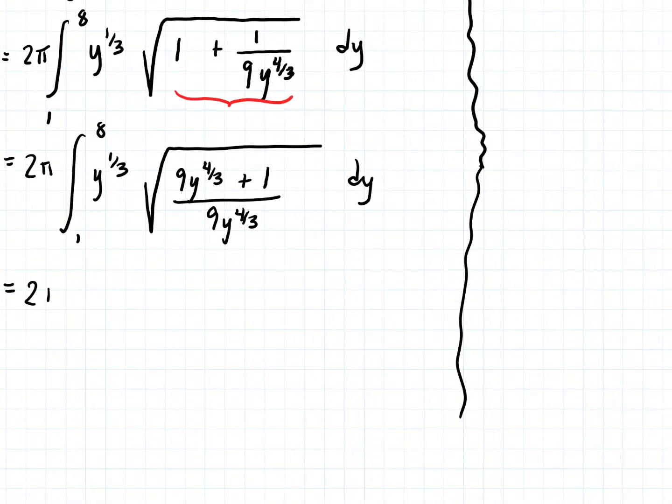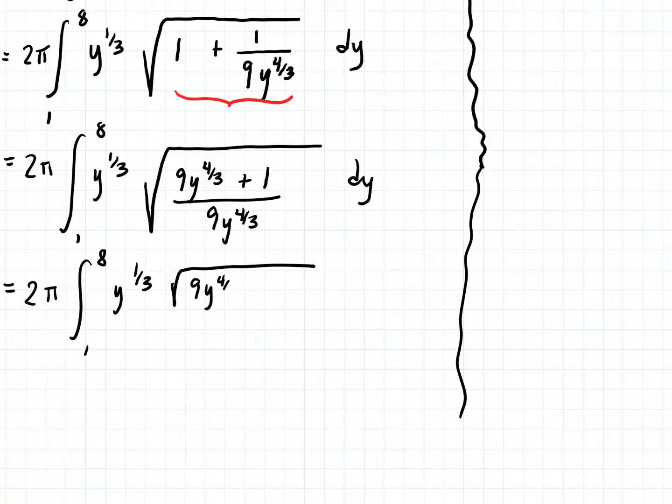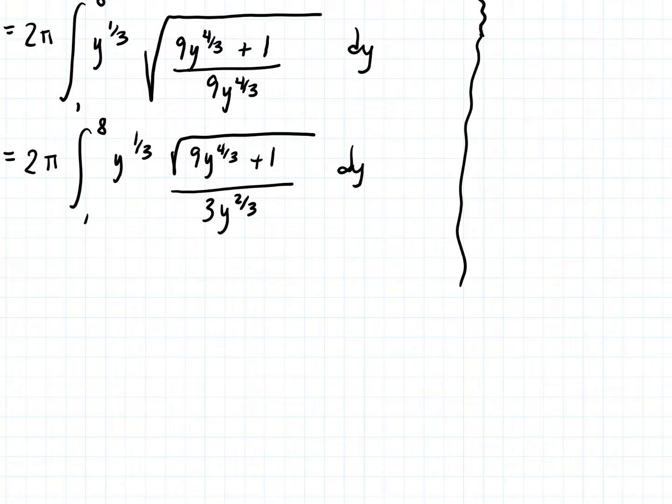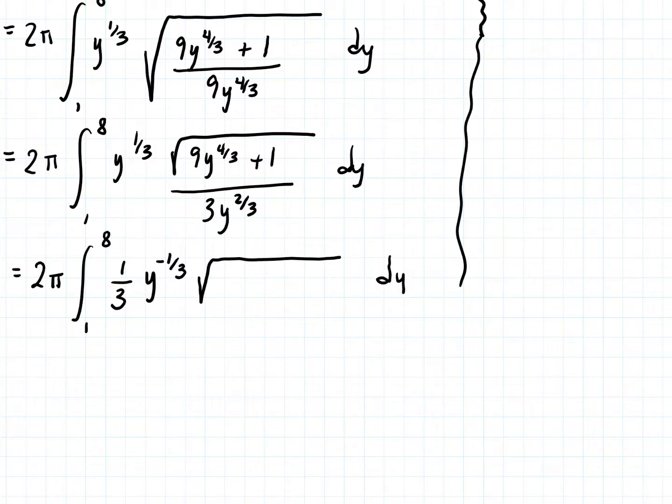So here we've got 2 pi integral from 1 to 8. We've got our y to the 1/3. We're going to have the square root of 9y to the 4/3 plus 1 over 3y to the 2/3 dy. And I see I can even go further now because I can reduce these y's, again, fractional powers, but still just applying rules of exponents from algebra. So I end up with a 1/3 y to the negative 1/3, or 1 over y to the positive 1/3. And then I've got the square root of that numerator.